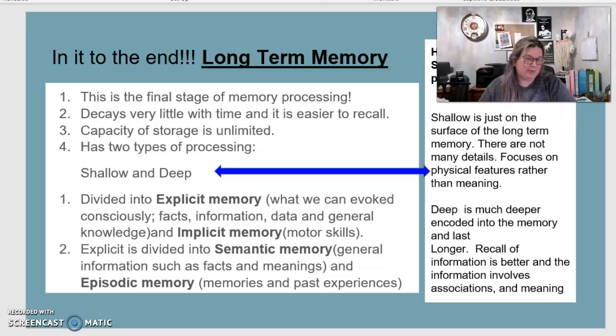Long-term memory has two types of processing, shallow and deep. That's kind of self-explanatory. Shallow is just on the surface of the long-term memory. There aren't a lot of details. It focuses on physical features rather than the meaning. Deep is much deeper encoded into your memory. It lasts longer, and the recall of the information is better, and the information involves associations and meanings.